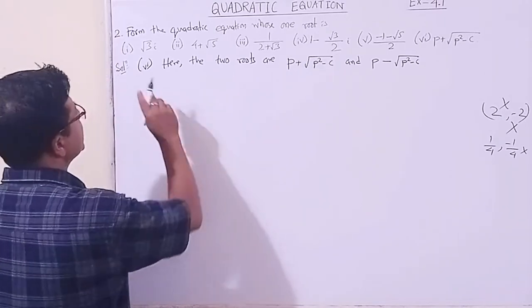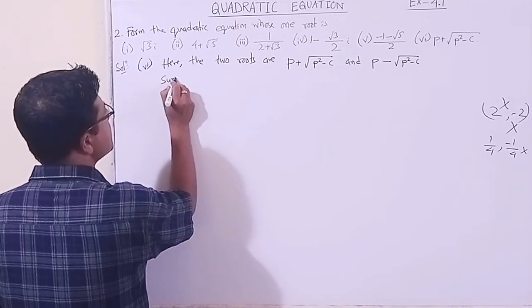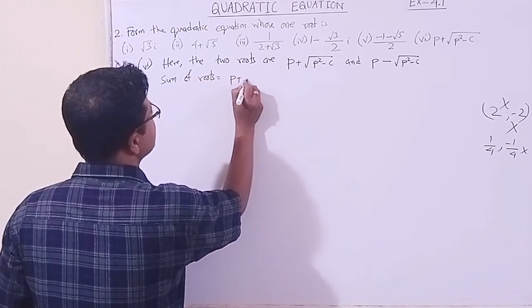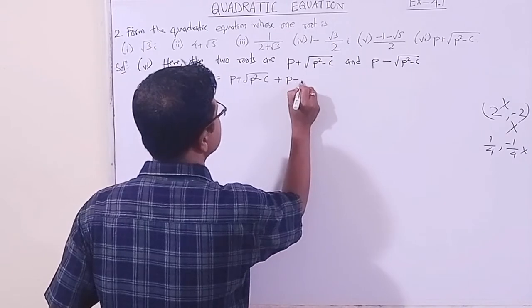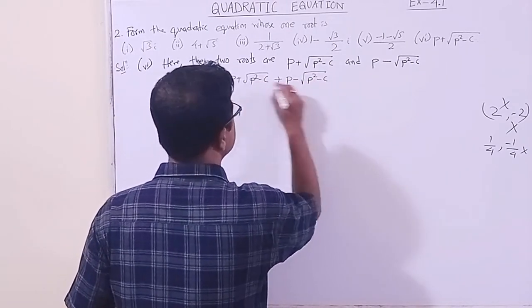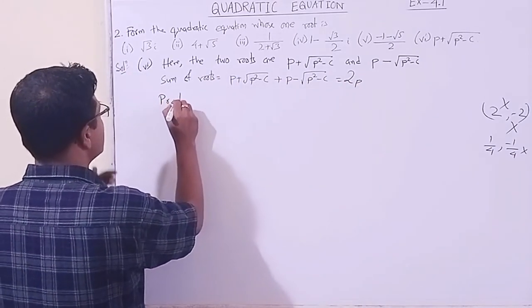Okay, so here we have written the two roots. Let us find the sum of roots. P plus root over p square minus c, plus p minus root over p square minus c. These two will get cancelled. P plus p, twice p. Got it.